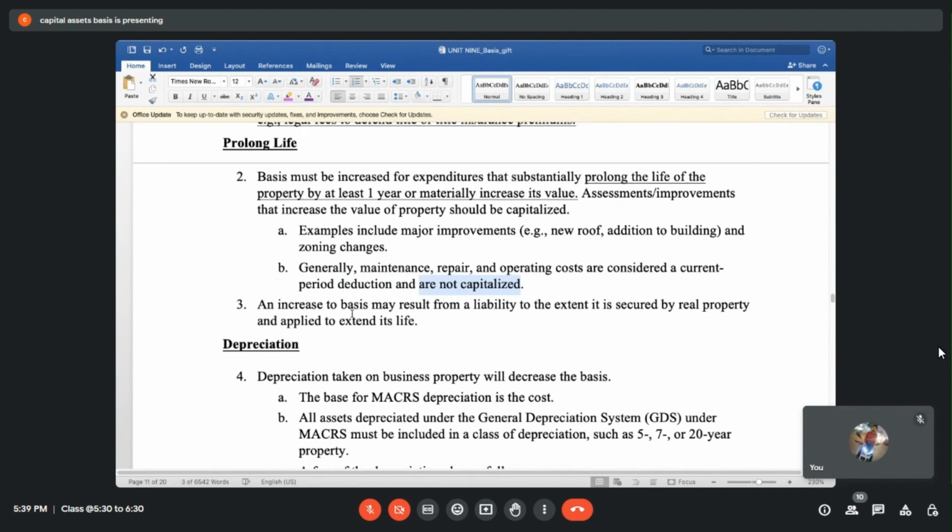An increase to basis may result from a liability to the extent it is secured by real property and extends its life. The basis may also need to be adjusted because of certain liability attached to that property.